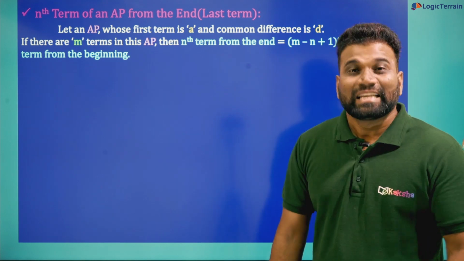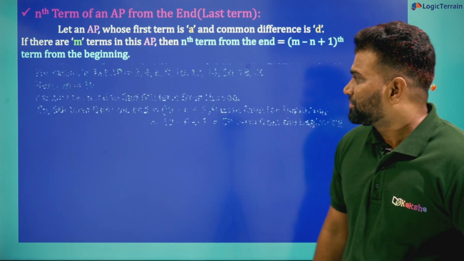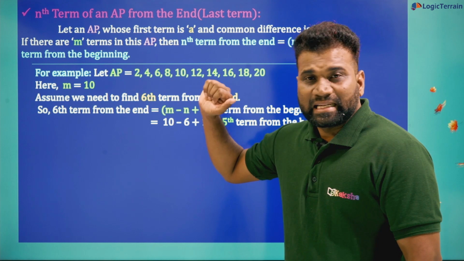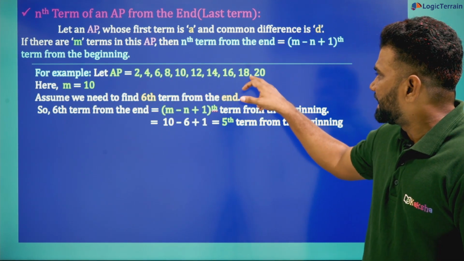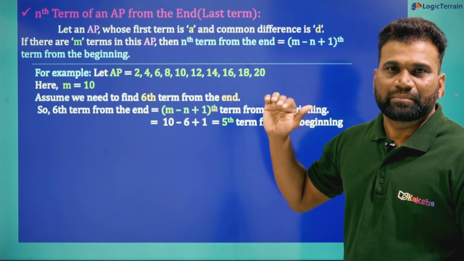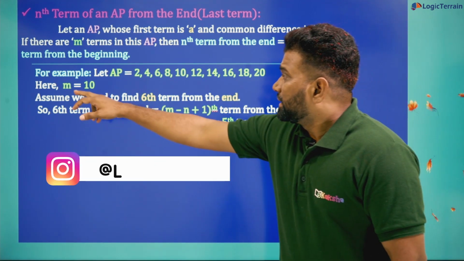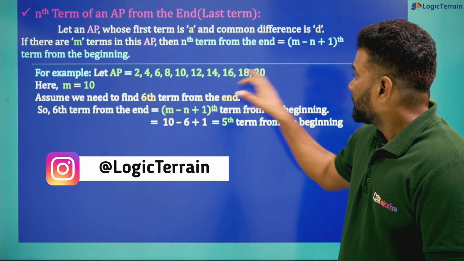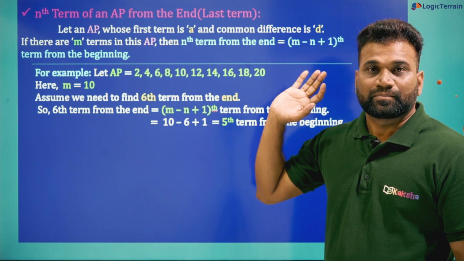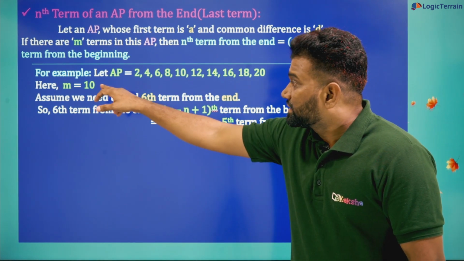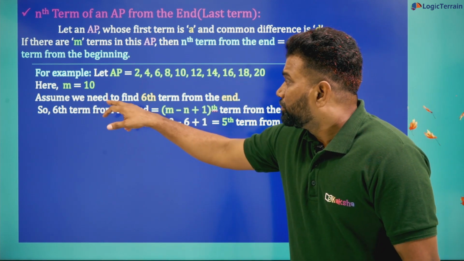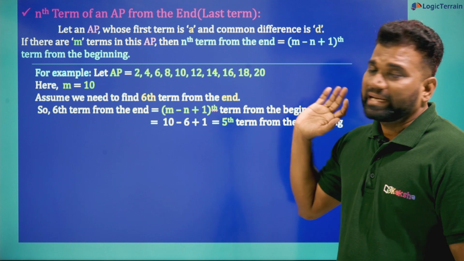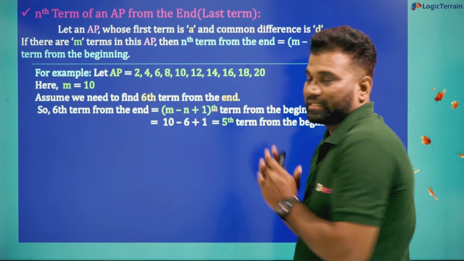Okay, let's take an example for better understanding. For example, let the AP be 2, 4, 6, 8, 10, 12, 14, 16, 18, 20. So this is the AP we have taken. Here m is 10, because 10 terms are there. So the 10th term will be the last term, right? Assume we need to find the 6th term from the end.